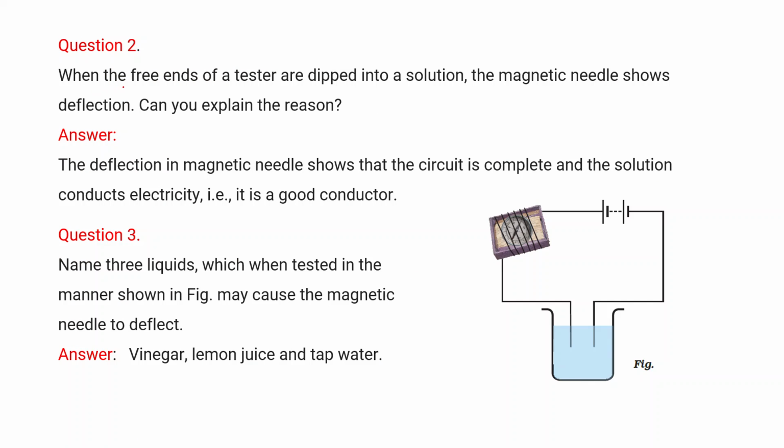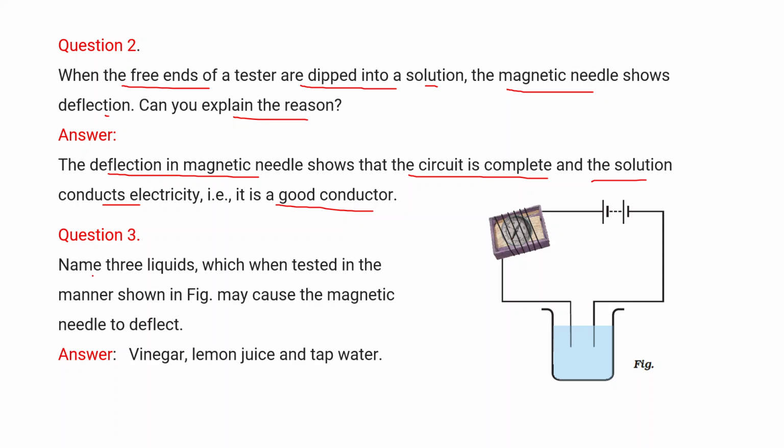Question 2. When the free ends of a tester are dipped into a solution, the magnetic needle shows deflection. Can you explain the reason? Answer is, the deflection in the magnetic needle shows that the circuit is complete and the solution conducts electricity, that is, it is a good conductor.